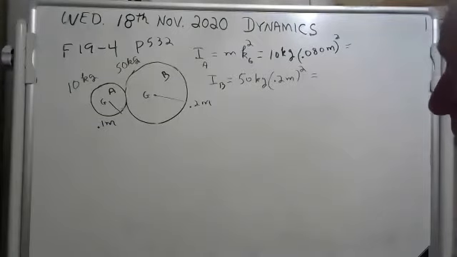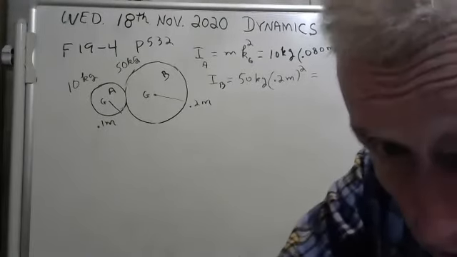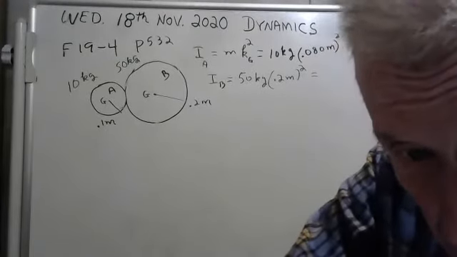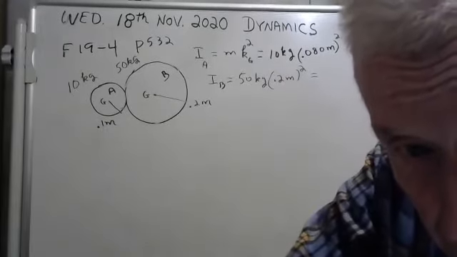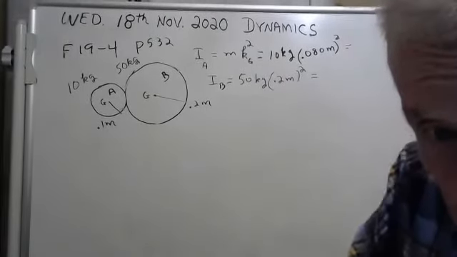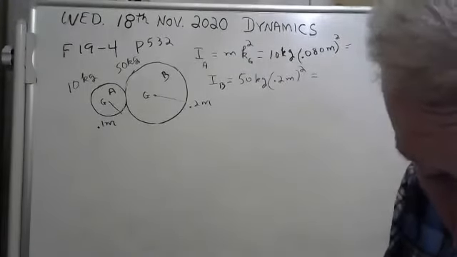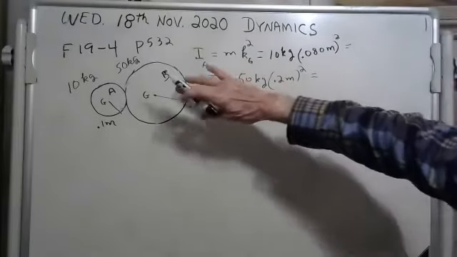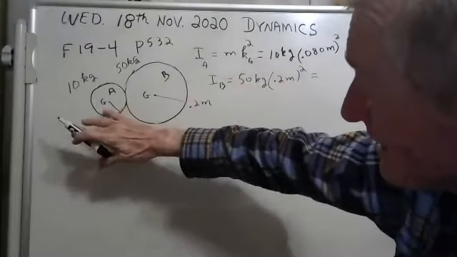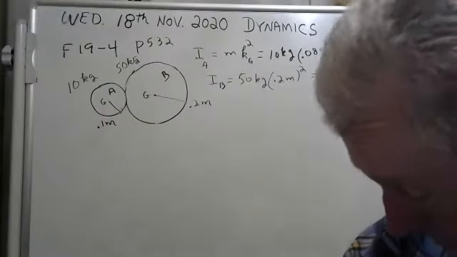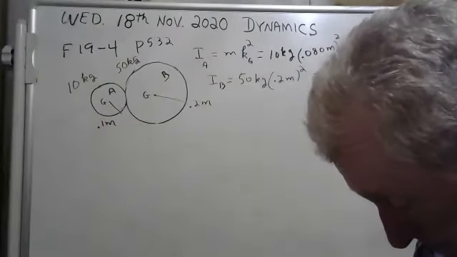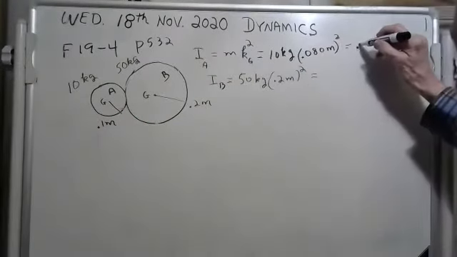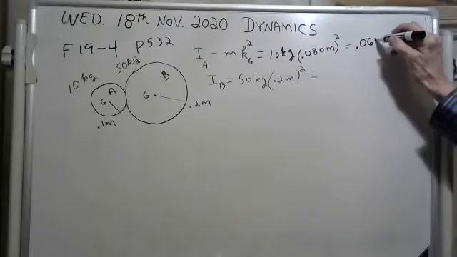Okay, your time's up. The moment of inertia for body A. Let's go to my friend Mark. Unmute and say hello, Mark. Hello. Hey, Mark, what'd you get for the moment of inertia for gear A? 0.064. That's what I got. Good going, Mark.